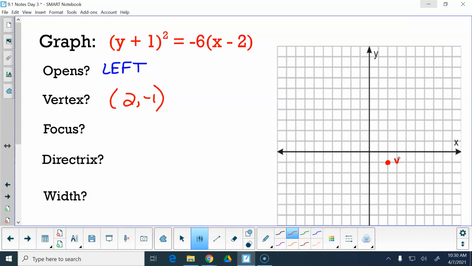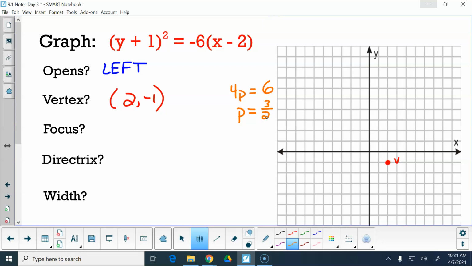Okay. 4p is how much? So, we can just write it as 6, right? Okay. So 4p is 6. So if 4p is 6, what is p then? Not 1/2. 3 over 2, or 1.5. Yep.